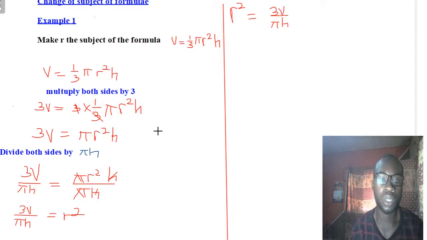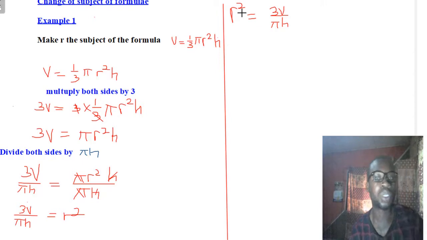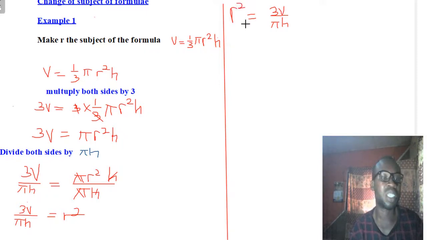Now, for us to get our r, we need to remove this square. Our r is standing alone, but it's having a square symbol. So we need to remove that square for us to get our r. How do we achieve that? We can remove the square by taking the square root of both sides.